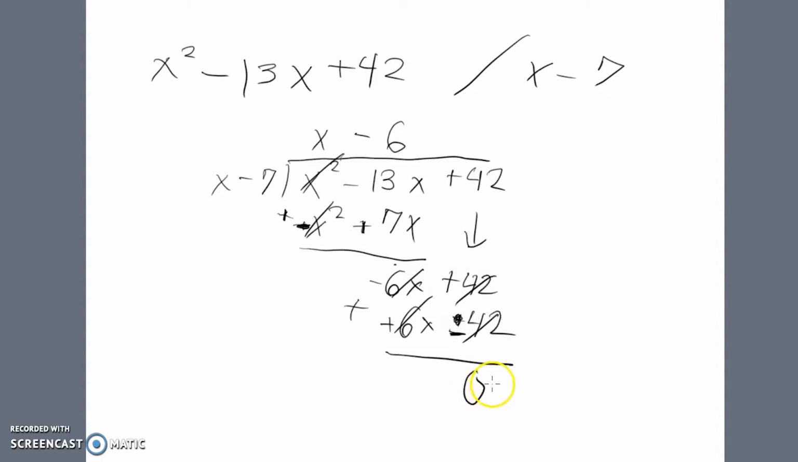Since you have no remainder, we know that x minus 7 and x minus 6 are the factors for this polynomial expression.